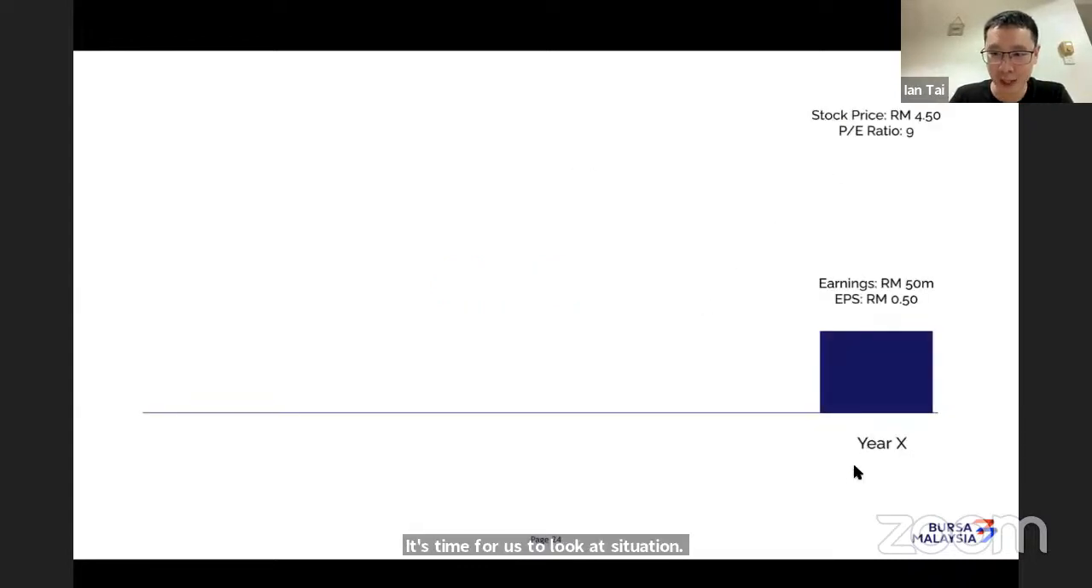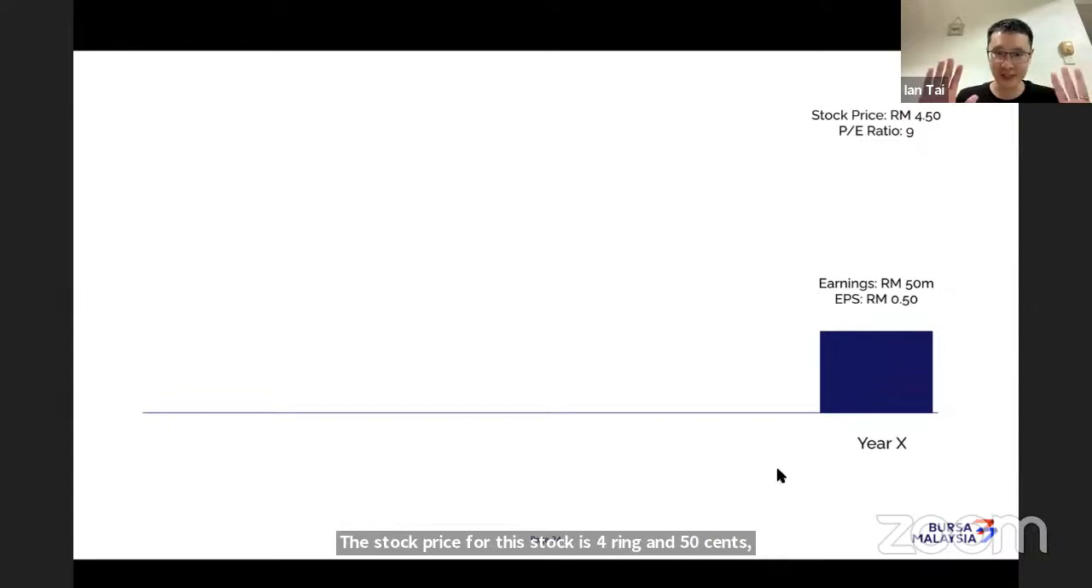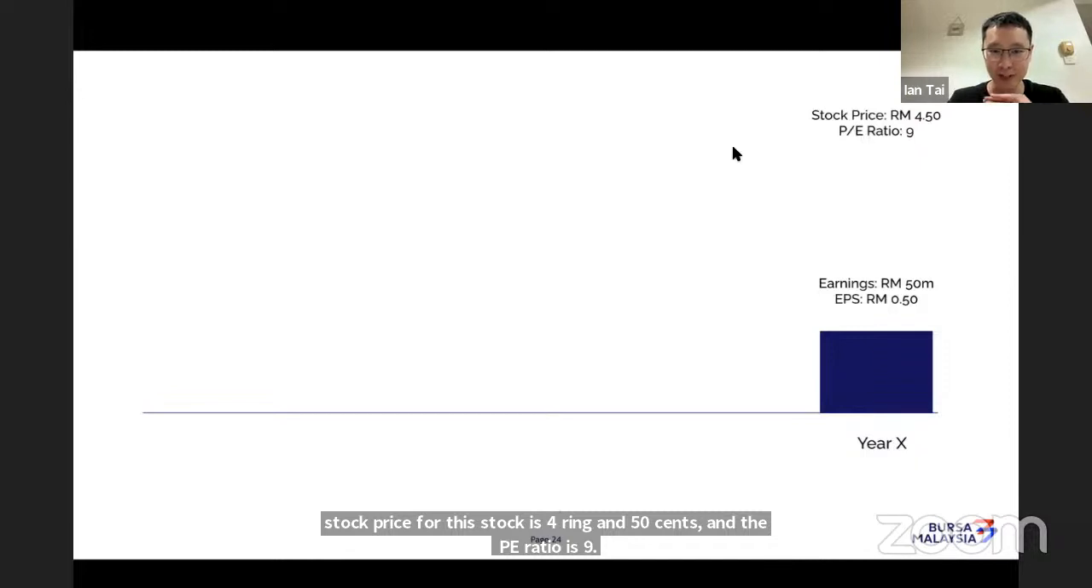Now, we are at year X. The stock is making 50 million ringgit in earnings. That's the latest earnings. So based on 100 million shares, the earnings per share is 50 cents. The stock price is 4 ringgit and 50 cents, and the PE ratio is 9. Okay, I'm going to just pause it here.